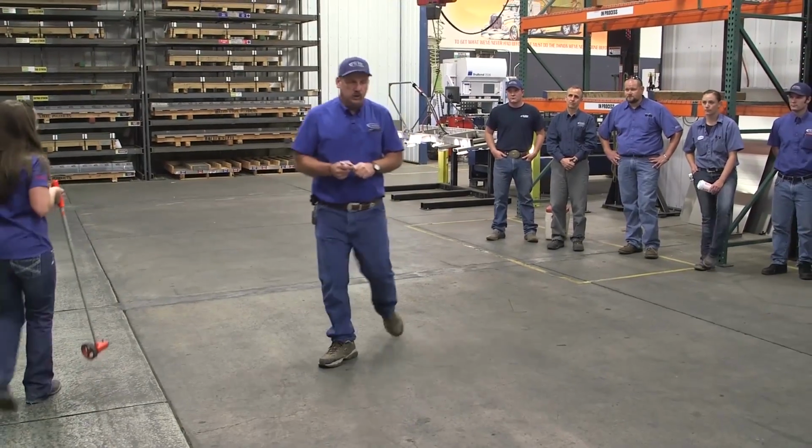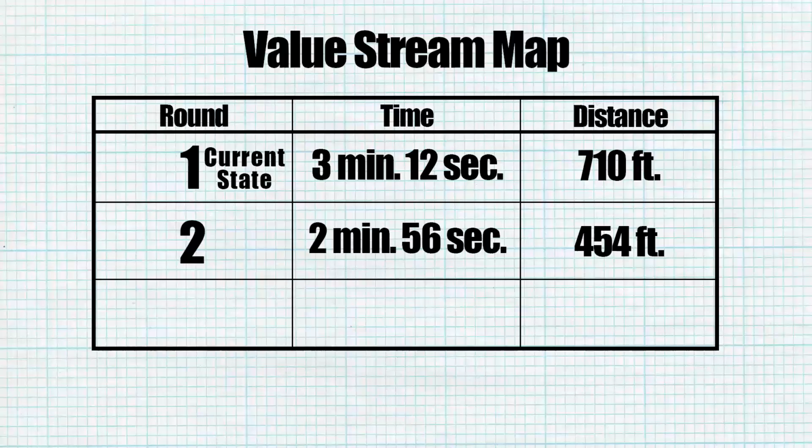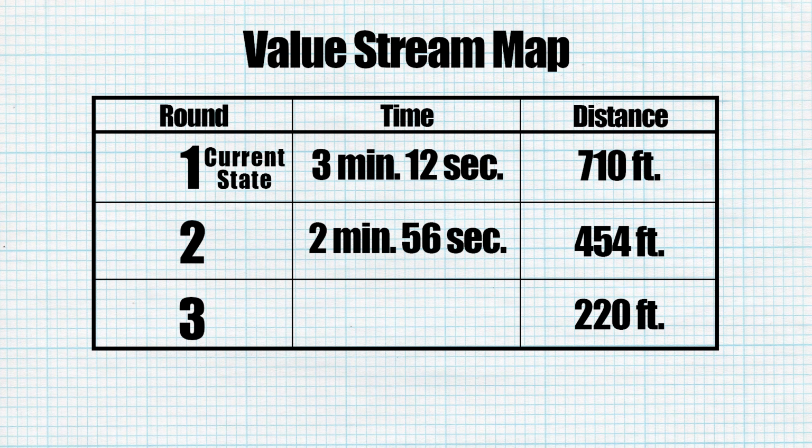So here we go. This was our third round this morning. Distance traveled, Wendy, 220 feet and 1 minute and 50 seconds. In round one, it was 3 minutes and 12 seconds. We traveled 710 feet. Round two, we dropped that to 454 feet and cut it down to 2 minutes and 56 seconds. And round three, we dropped it down to 220 feet in 1 minute and 50 seconds.